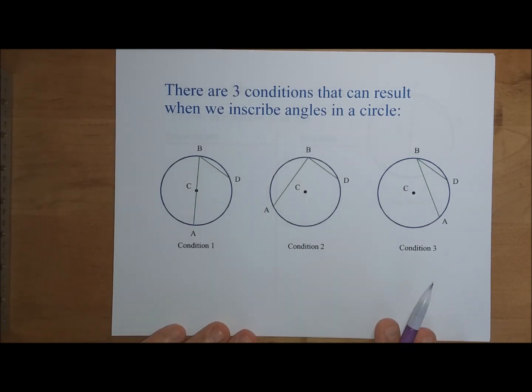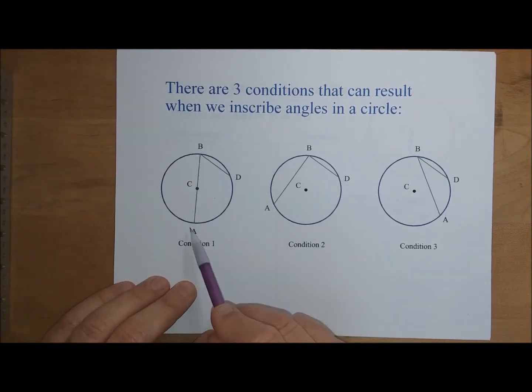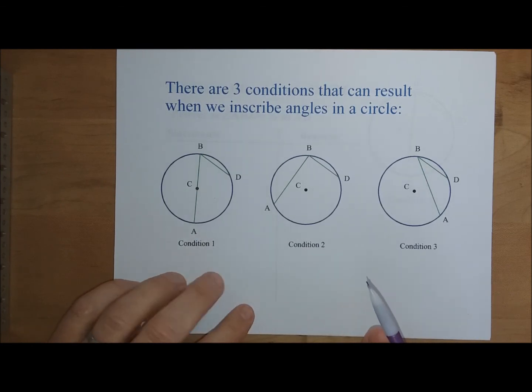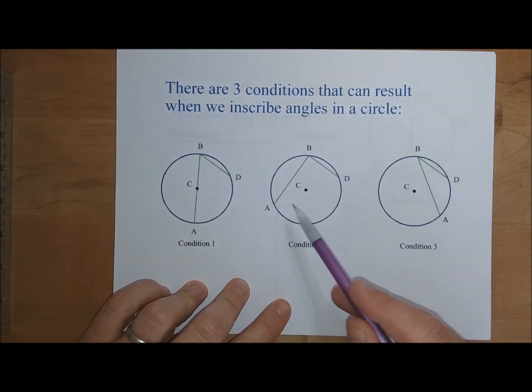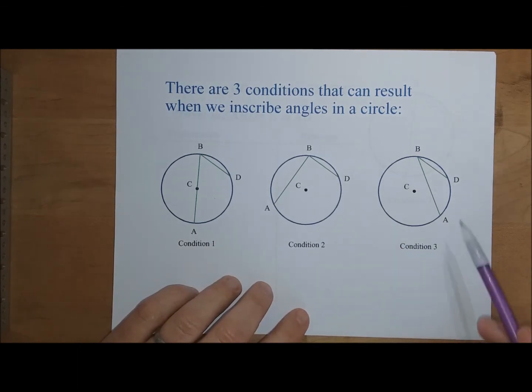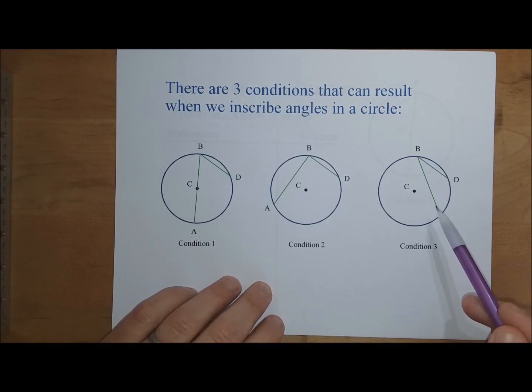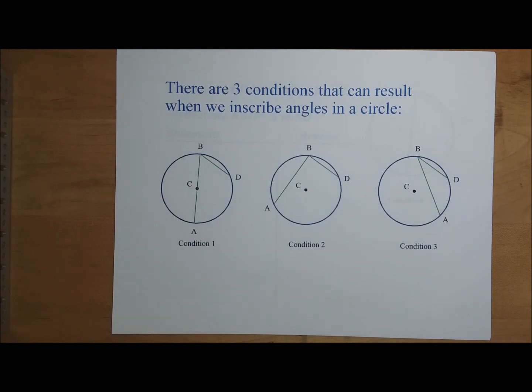What we're going to do here is make sure that we can prove all three of these conditions are true for all inscribed angles. We've got three possible conditions to look at. Condition 1, we've got an inscribed angle where one of the sides of the angle is coincident with a diameter in the circle. Condition 2 is where the inscribed angle straddles the center of the circle, like this. And condition 3 is where the inscribed angle lies entirely on one side of the center of the circle. I'm going to prove all three of these conditions. Let's start with condition 1.